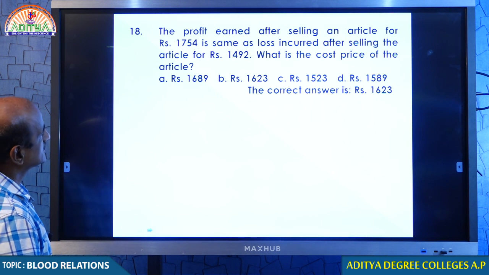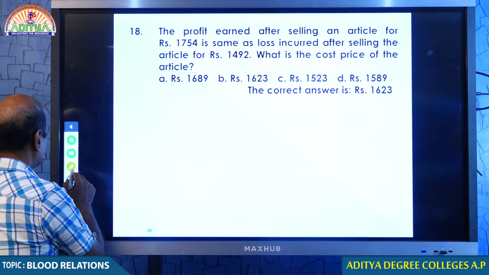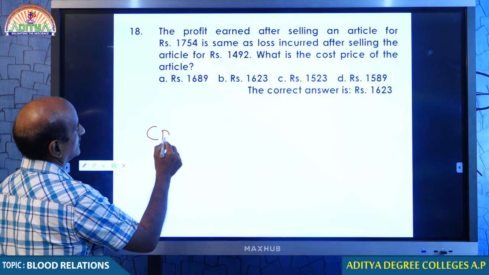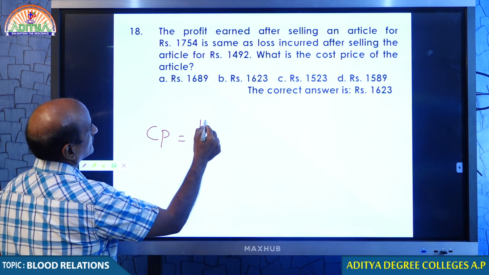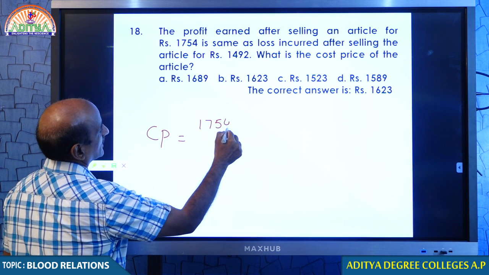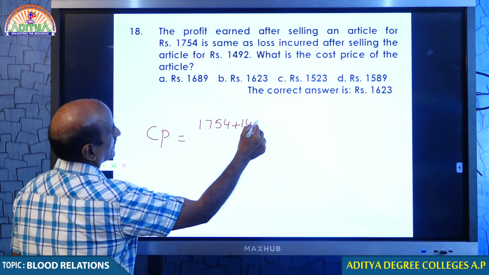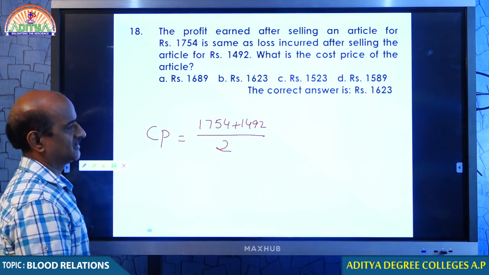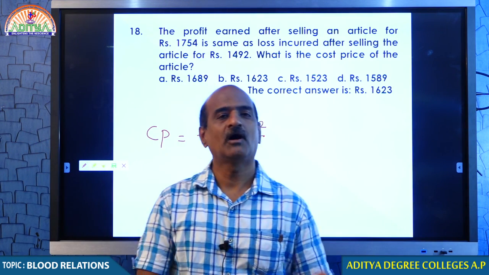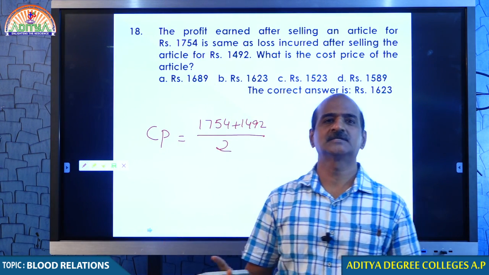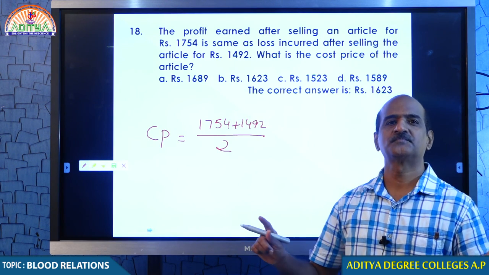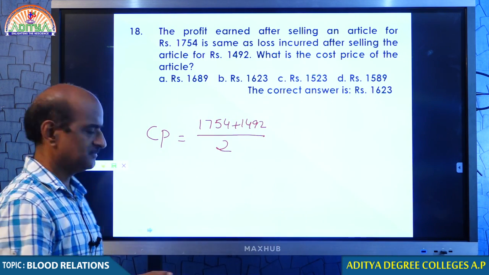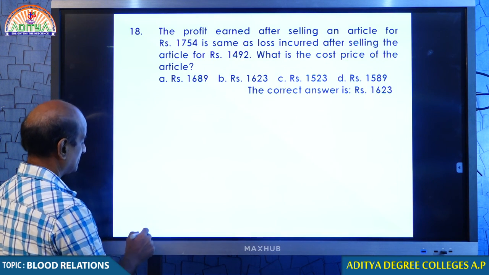Students, do you remember this? Profit on selling at some price is equal to loss on selling at another price. So for this kind of questions, what is the formula? 1574 plus 1492 by 2. Whenever this kind of questions are given, what is the simple technique? You have to add both the prices and divide by 2. I think you understand this. You remember? Not an issue at all.